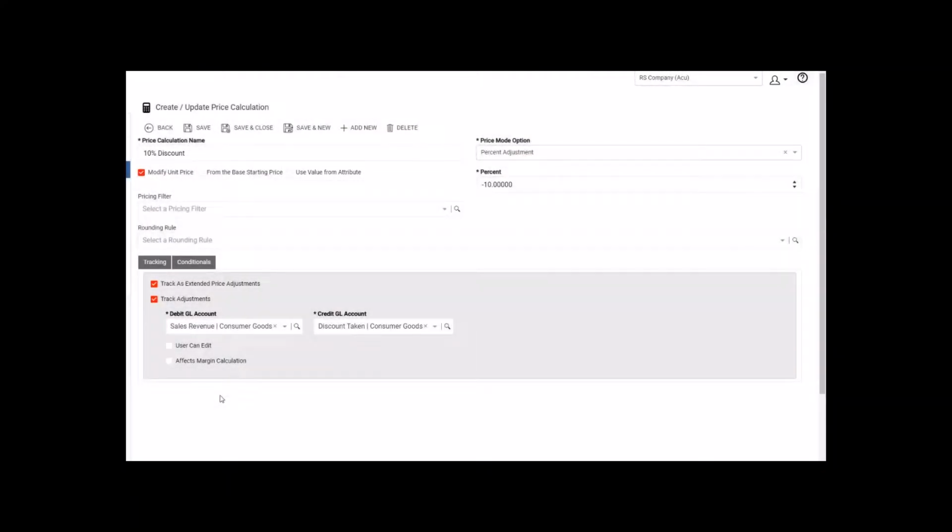This use value from attribute is another way to determine pricing. You can base the pricing from an attribute. For example, platinum, gold, and silver level customers could be an attribute, and you base it off of that rather than having different price schedules.